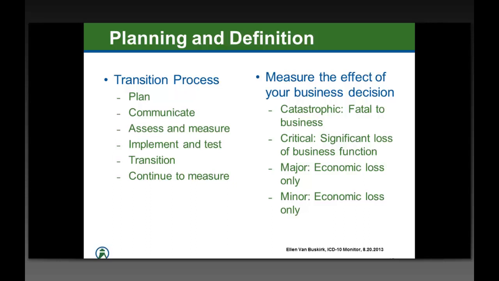I will make a couple of comments on the communication piece: make sure you communicate internally and externally. A little bit later in this conversation, we'll talk about why the external partners are also so important in that communication. But the bottom line is that through the transition process you want to improve processes and continue to measure as you transition in order to stay solvent. I was reading an article the other day by Ellen Van Buskirk, and she defined measuring the effects of your business decision. Because there's such a short period of time for this transition to occur, you need to understand your business decisions as you do your planning and definition.